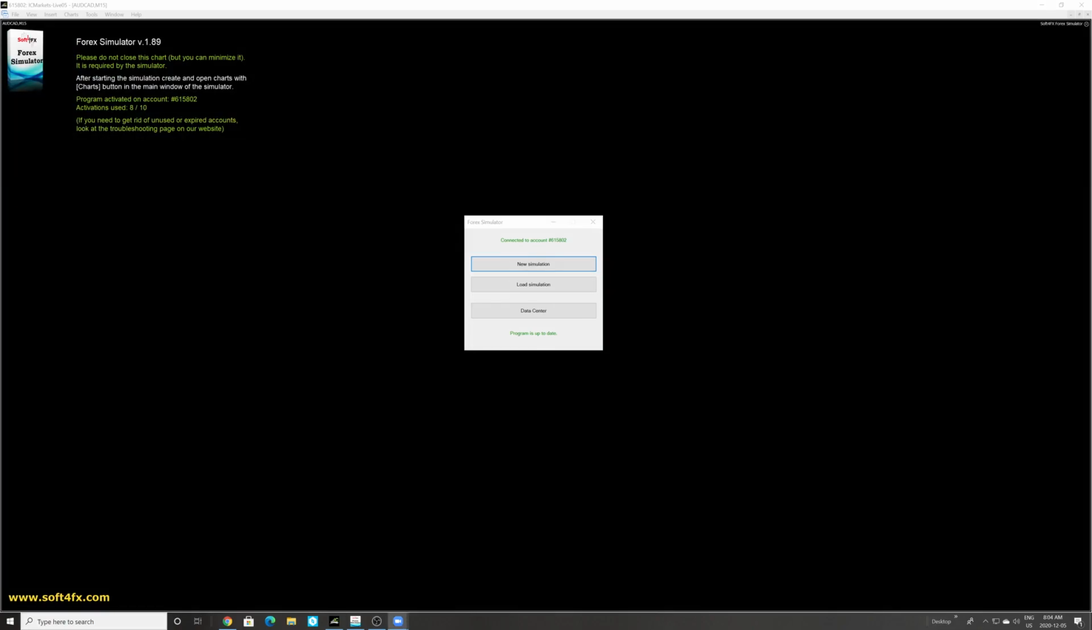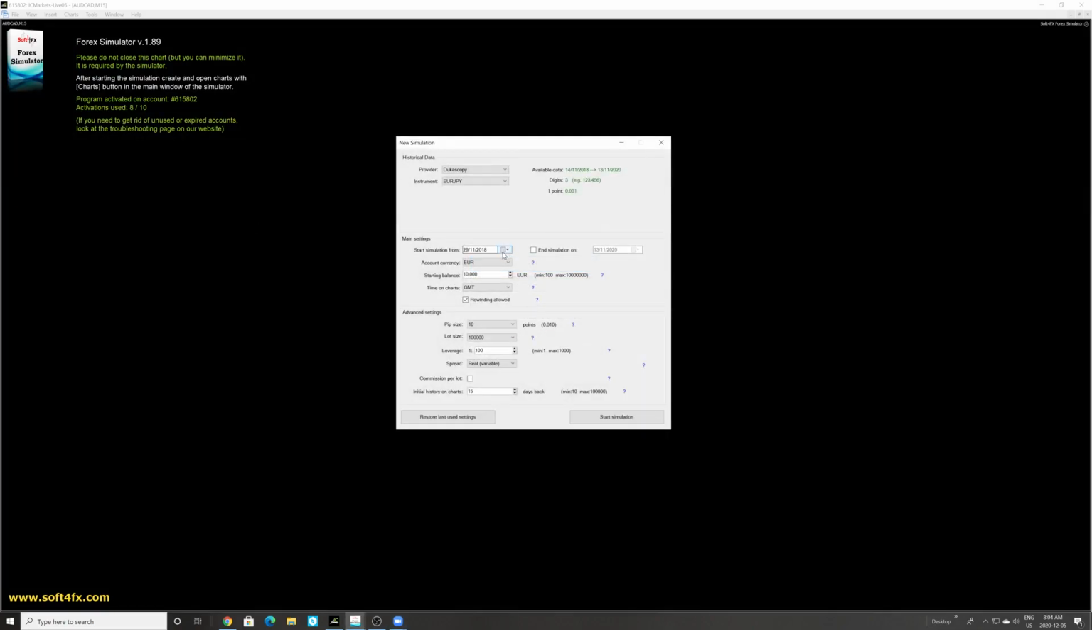Okay. Now we're going to go to new simulation, and we're going to start with 2020. It's going to be May 10th, May 2020. The currency pair is going to be pound yen. Going to change the date here again. Currency is going to be pound. Let's start with 5,000. Yeah, I think that's a good start.